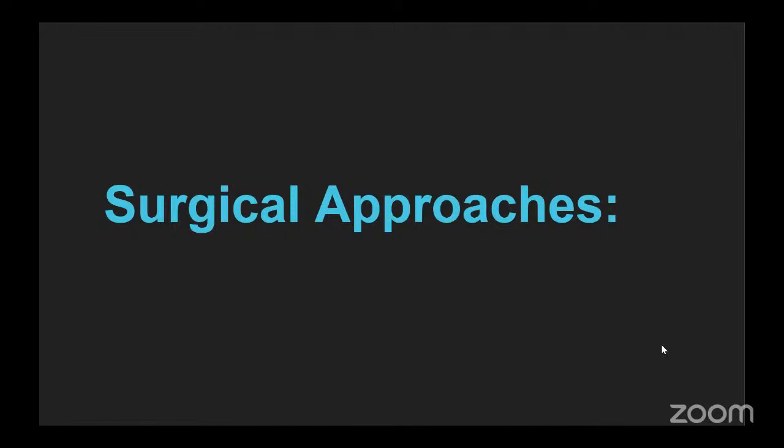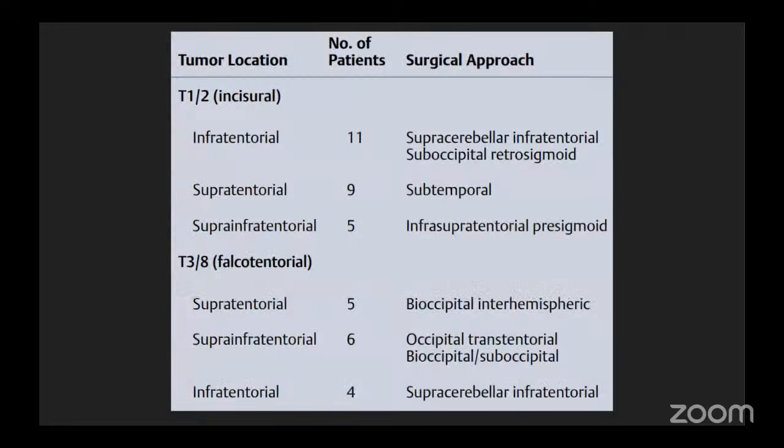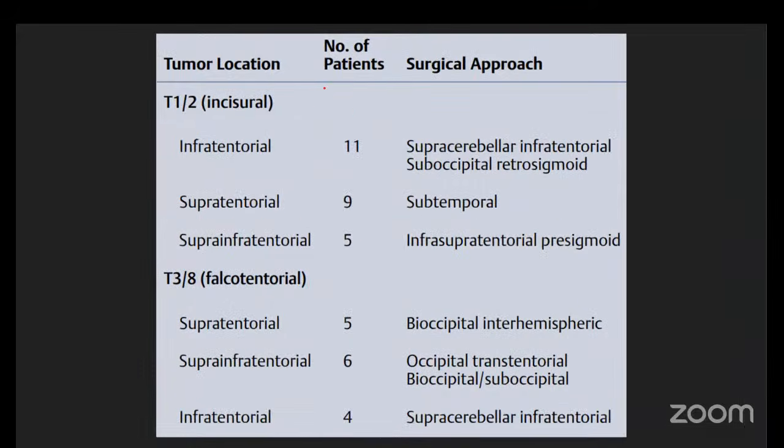Surgical approaches. Surgical approaches are not going to be difficult for all of you, since you have paid a lot of attention in the previous slides. T1, T2, medial incisural. Do you remember where that was? Right? This here was the T1, T2. Yes, medial incisural meningiomas. If they are infratentorial, we are going to go via either the retrosigmoid approach or via the superior cerebellar infratentorial approach. Both are relatively long corridors, but we can go via it.